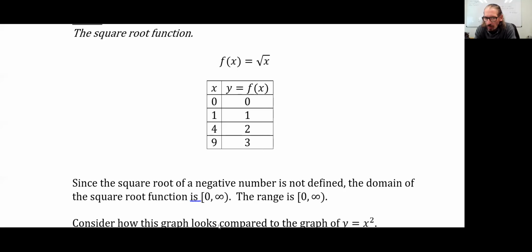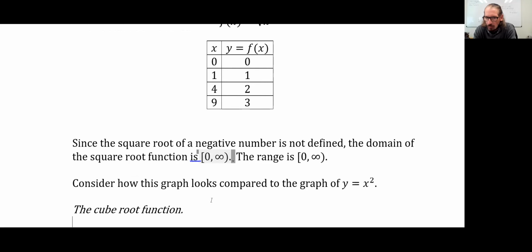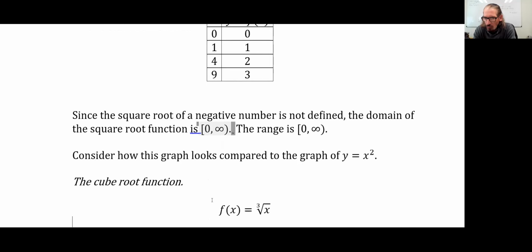It's also worth thinking about, not a lot for the time being, but a little bit, how that graph compares to the graph of y equals x squared, which we learned to graph very recently. Similarly, let's graph the cube root function.